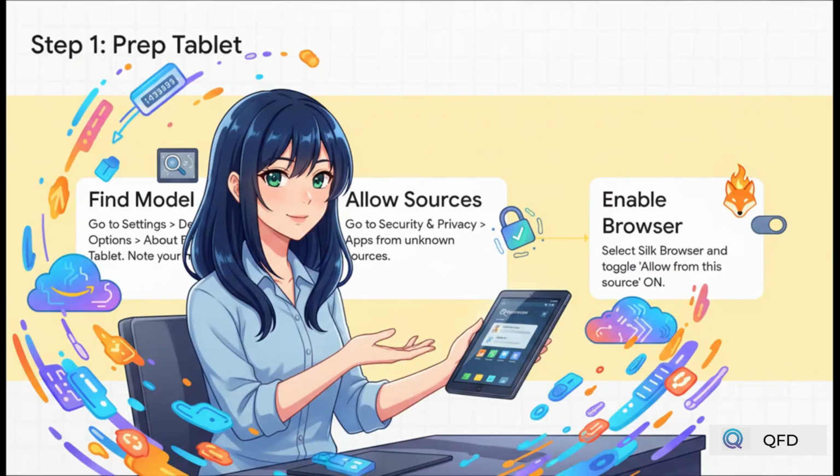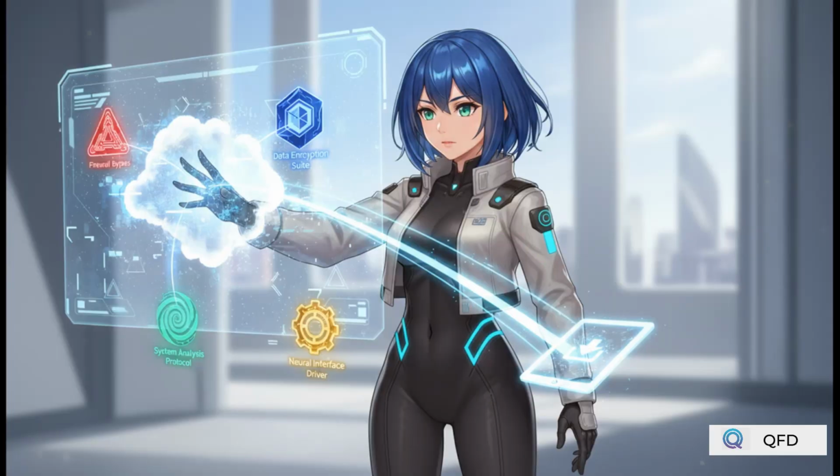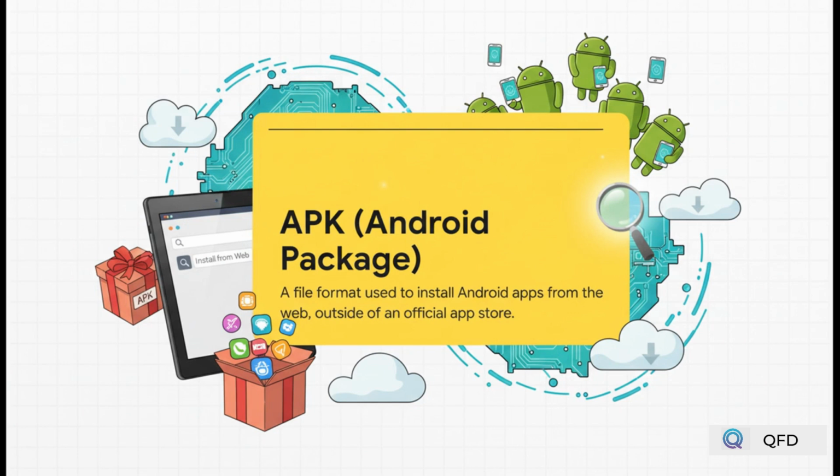All right, step 1 is prepping your tablet. We need your model number and to flip one important switch. Okay, step 2. It's time to download the files. There are 4 special ones we're gonna need. These files are called APKs. Basically, they're just app installers you get from the web.